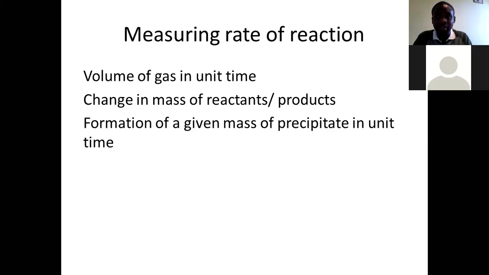So what are some of the parameters to check when you are measuring the rate of a reaction? One of them is the volume of the gas which is being produced per unit time or being consumed, especially if it's a reactant. Another one is the formation of a given mass of a precipitate in unit time.